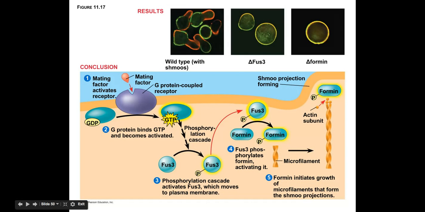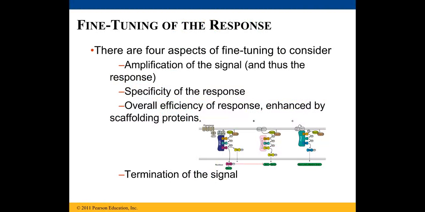We also in class did a lab with yeast cells called shmoos. And these cells of different types are releasing mating factors, pheromones, that cause a signal transduction pathway to occur. And the result is the activation of a microfilament, where actin subunits are causing the microfilament to grow and change the shape of these shmoos so that they can grow towards each other and can mate.